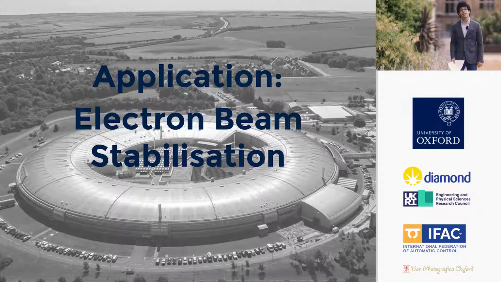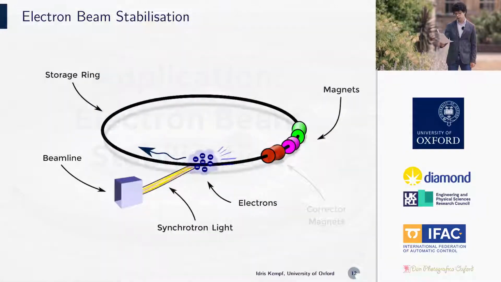We will compare ADMM and the fast gradient method using Diamond's electron beam stabilization problem. What we see on this picture forms the heart of the particle accelerator, the storage ring, a large oval-shaped ring around which the electrons travel at the speed of light. While they do so, they emit the so-called synchrotron light, which is used in the experimental stations, most often referred to as beamlines. These beamlines are home to various kinds of microscopes. For example, Diamond's unique electron cryo microscope, which was used to examine COVID-19 samples.